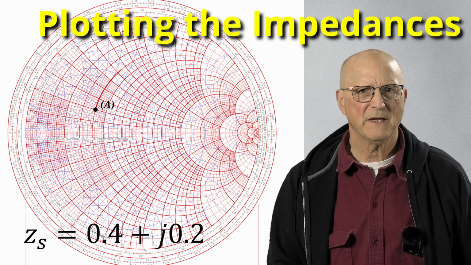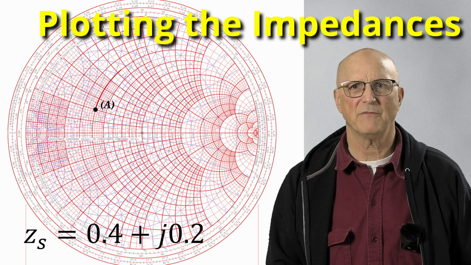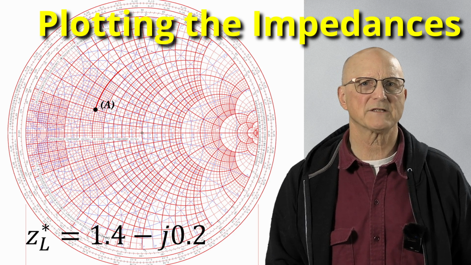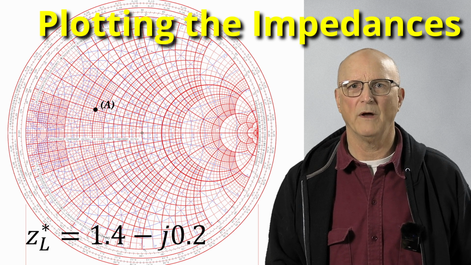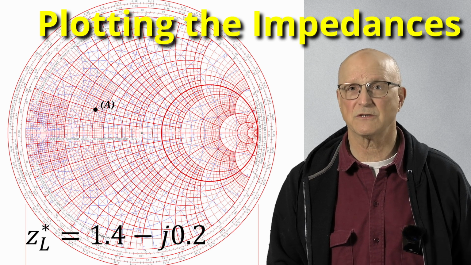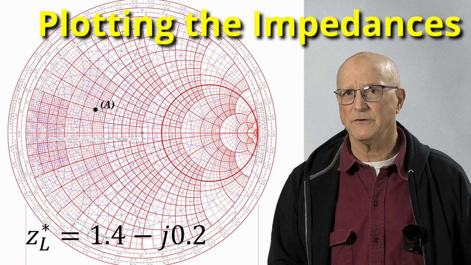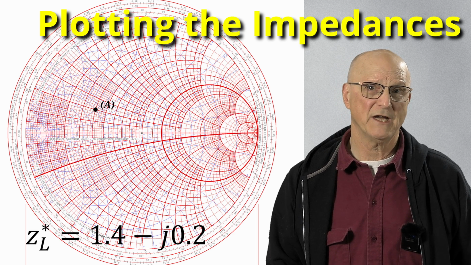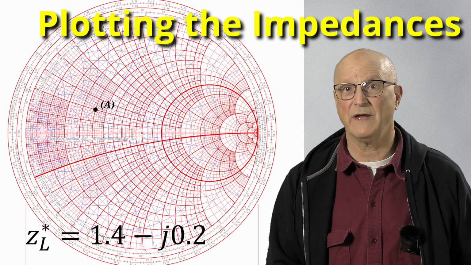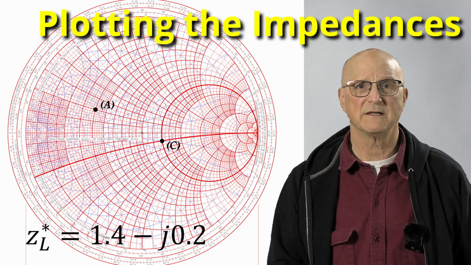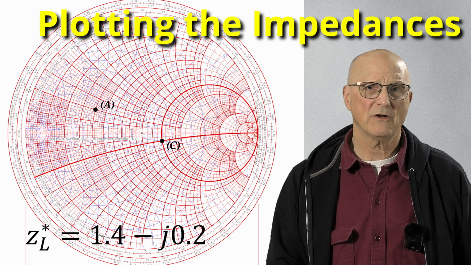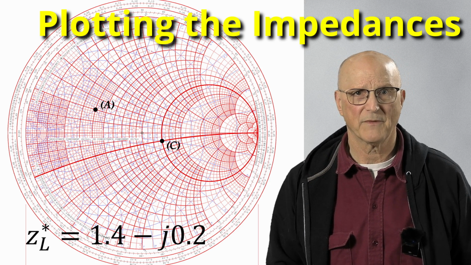With our source impedance plotted, let's do the same thing with the normalized complex conjugate of the load impedance. I locate the 1.4 constant resistance circle and the minus j0.2 constant reactance arc. Where these meet, I place a dot. I am going to call this point C.